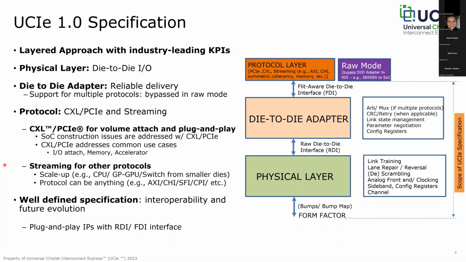We also have a streaming mode. This is very important. You are not constrained to only CXL and PCIe. You can have really any protocol, your favorite protocol, mapped through a die-to-die adapter to the physical layer, so we do support that. Fairly important and popular protocols such as AXI, CHI, SFI, CPI, all of that can be mapped on there. We also have raw mode support. So if you just have raw bits and want to completely bypass the adapter, you can go straight to the physical layer. All of that is supported, and again, I encourage you to watch that video from the Q1 webinar. It goes into much more detail.